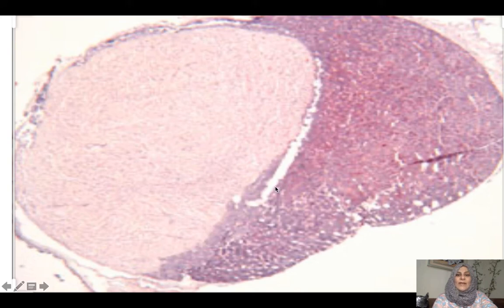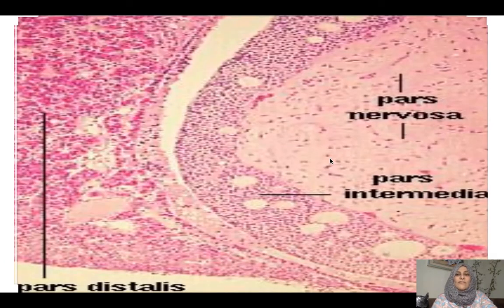The region in between, which sometimes contains cysts, we find that it contains colloid cysts called Rathke's pouch. This represents the region of the pars intermedia. So now you have pars distalis, pars nervosa, and this is the pars intermedia. This is under low power of magnification.